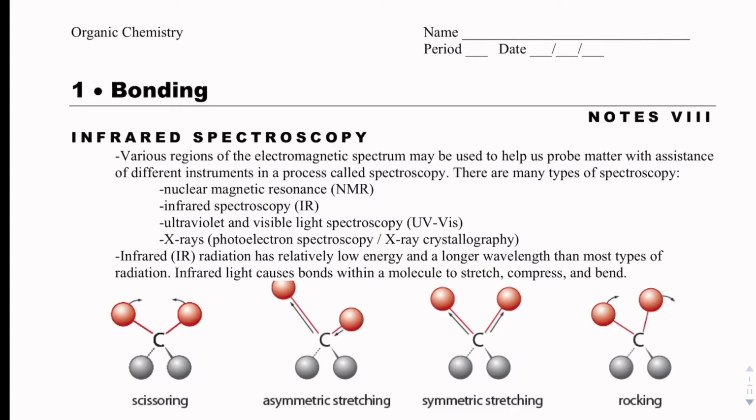In this video, we are going to go through the basics of infrared spectroscopy. Infrared spectroscopy is a lab technique that allows us to determine the functional groups. So this is just going to help us determine functional groups.